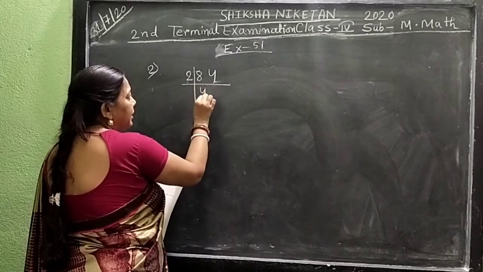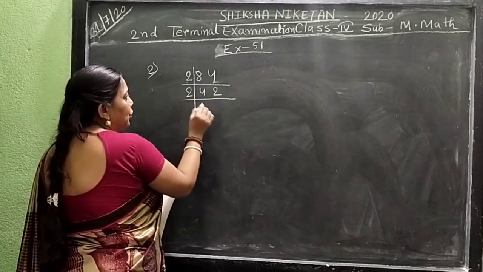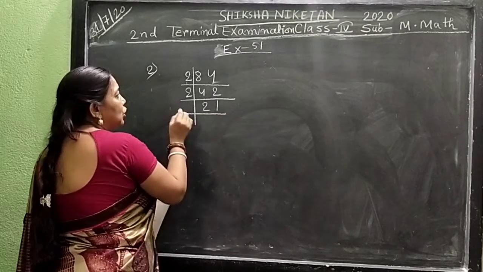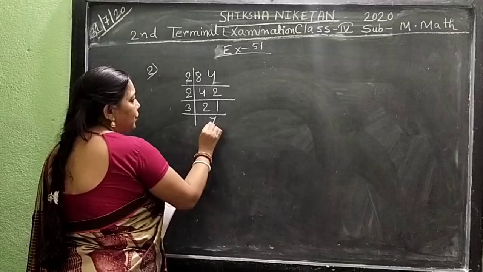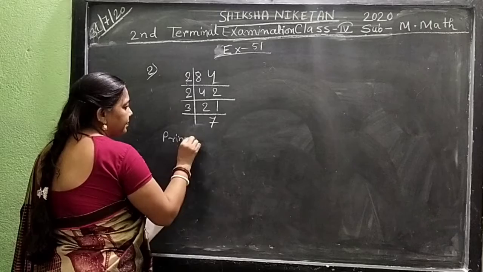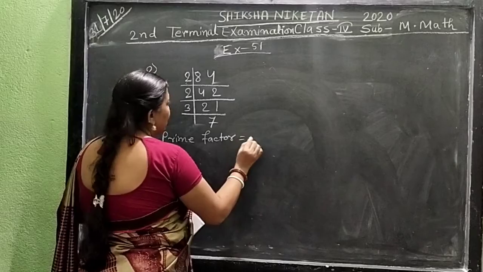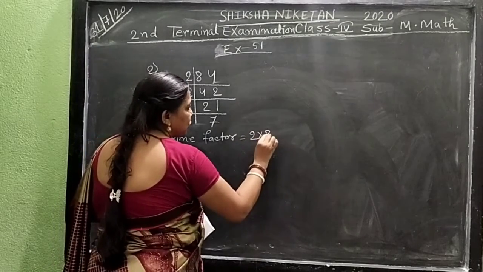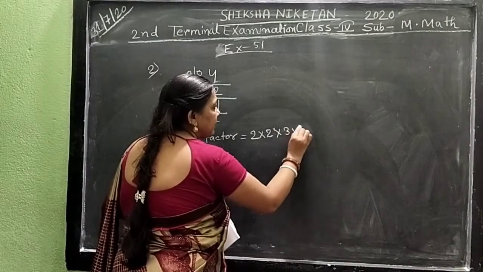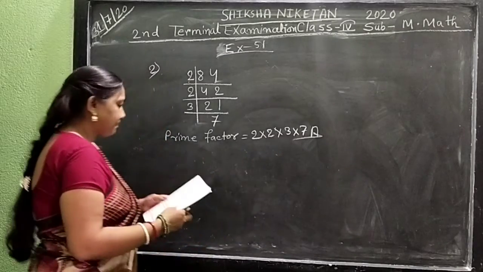2 4s are 8, 2 2s are 4. Again we take with 2. 2 2s are 4, 2 1s are 2. Then we take with 3. 3 7s are 21. Our prime factor is equal to 2 multiply 2 multiply 3 multiply 7. This is the answer. Never multiply those numbers. Okay.